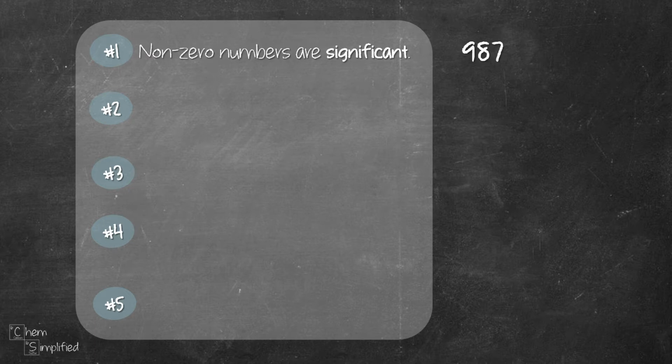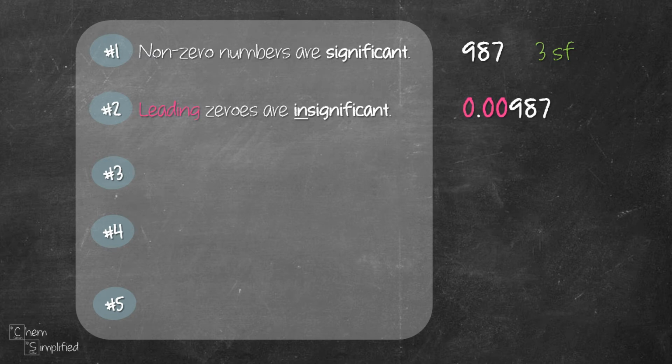For example, 987. There are 3 non-zero numbers. That means 987 has 3 Sig Fig. The second rule, leading zeros are not significant. Leading zeros mean the zeros that lead up to a non-zero number. So in our example, it's those 3 pink zeros that lead up to 987. So that means those 3 pink zeros are not significant. Therefore, 0.00987 has 3 Sig Fig.